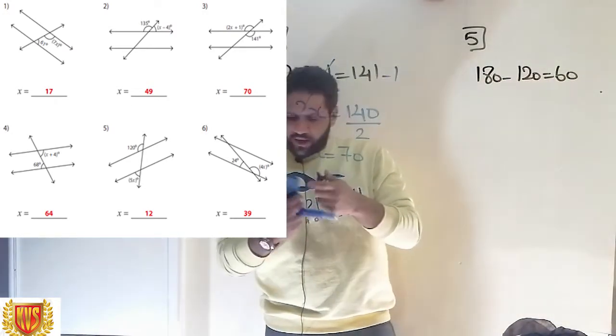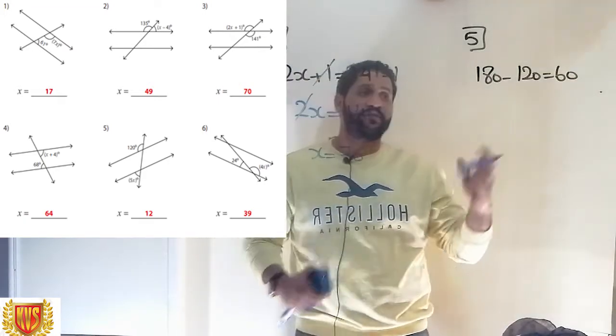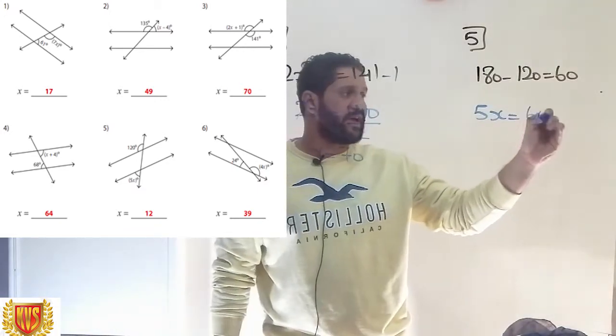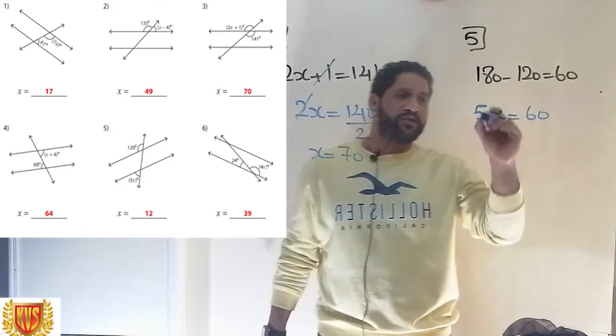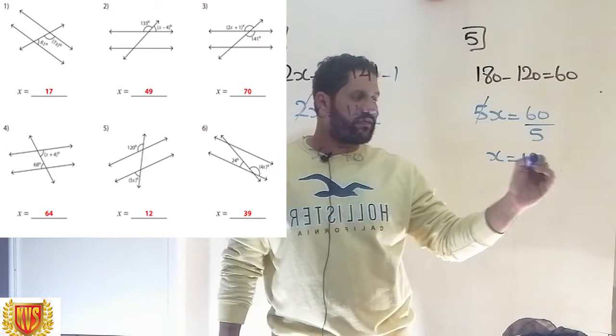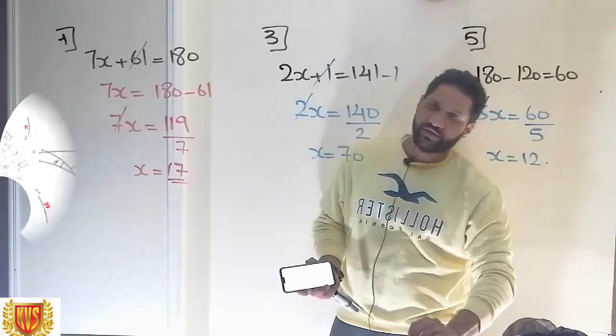I can see that 60 and 5x are making, as you can see, an alternate position. So 5x, sorry, it's a corresponding position, it's an F. So 5x equals 60, dividing it by 5, x equals 12. Please complete the rest of the 6 questions and you can see the answers down.